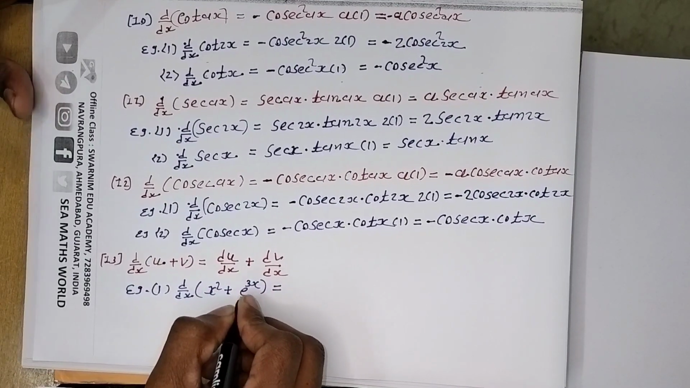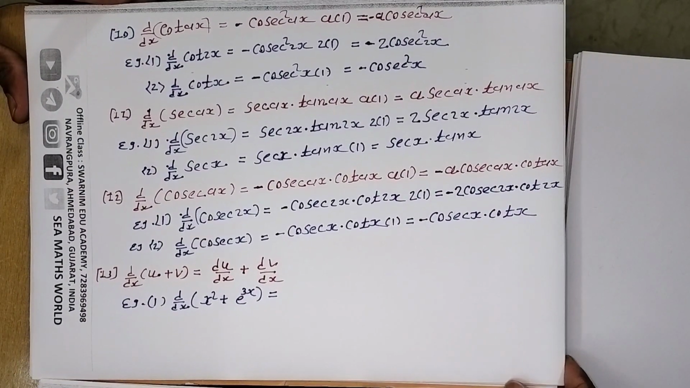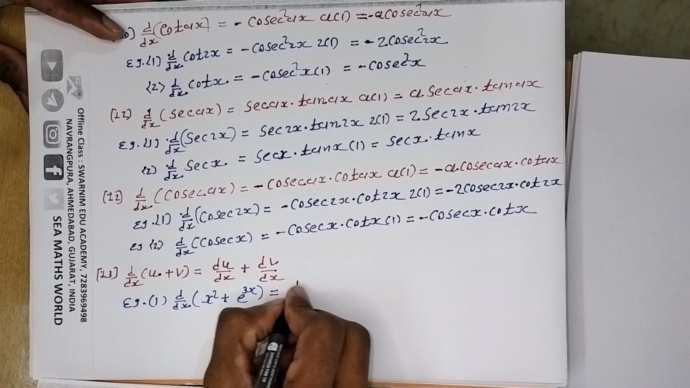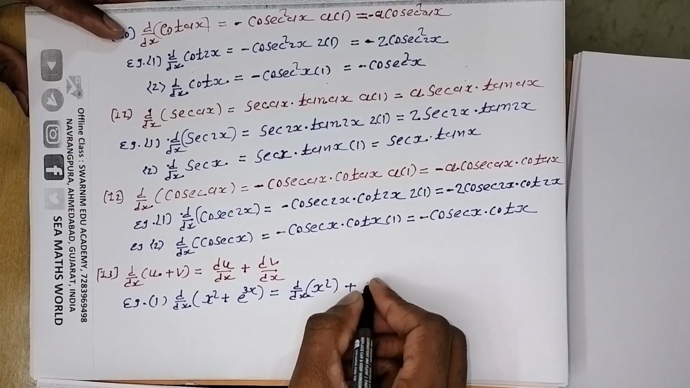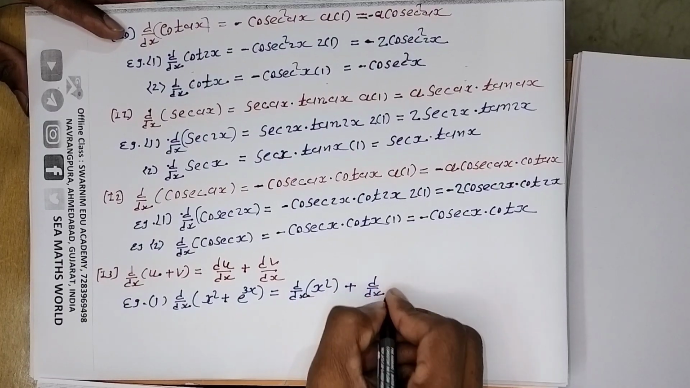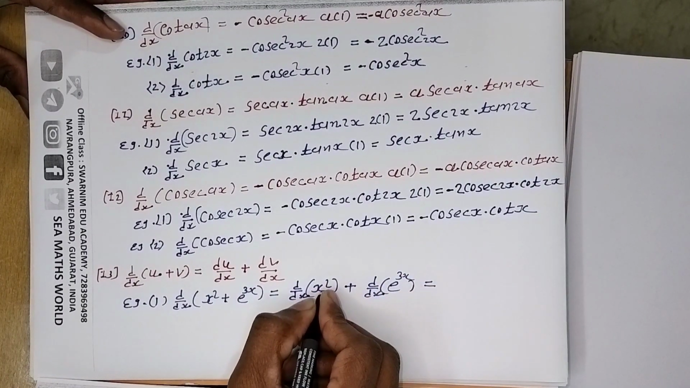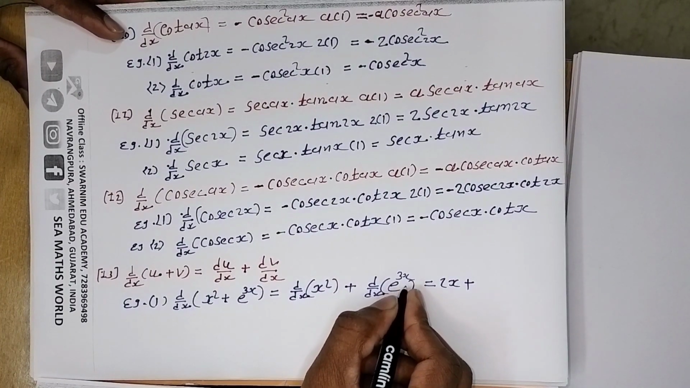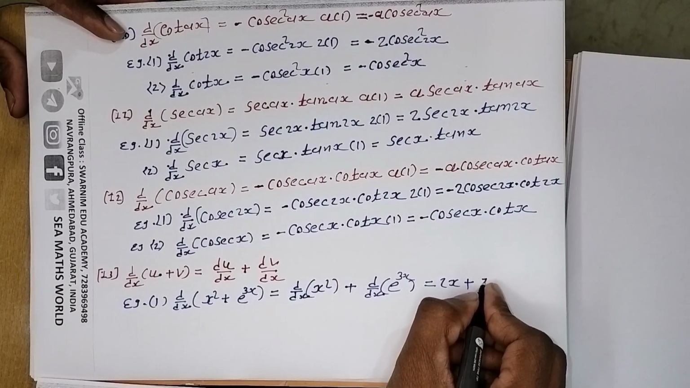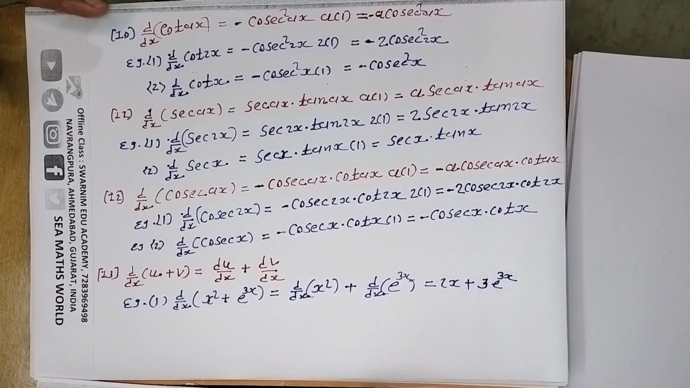Two terms are given in addition relation. At that time, differentiate separately. That means differentiate x square separately plus differentiate e raised to 3x separately. So x square differentiation will be 2x plus e raised to 3x differentiation will be 3 as it is into e raised to 3x.